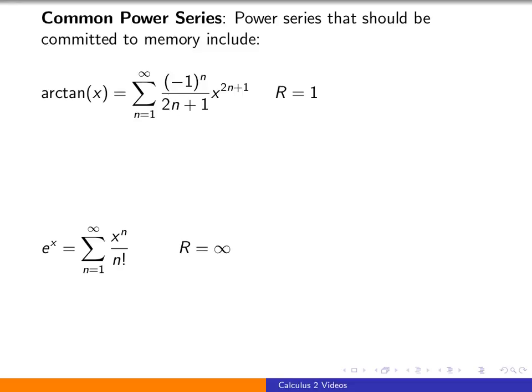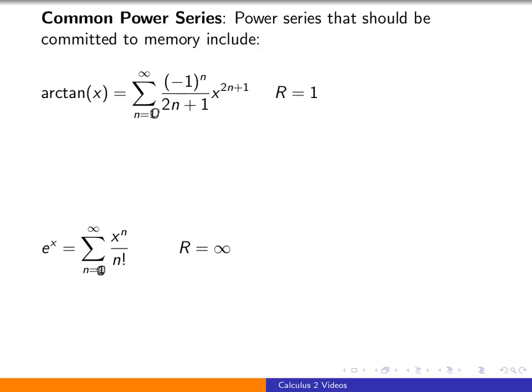And at this point, I would like to begin generating a list of common power series that should eventually be committed to memory. And at this point, it's going to contain two functions, the first of which we just generated. Arctangent of x is the given power series and has a radius of convergence 1. And additionally, let me note there's a small typo here. Both of these sums should start off with a lower index of 0. Something we'll see a bit more in future videos is that the power series representation for e to the x is the sum from n equals 0 to infinity of x to the n over n factorial.